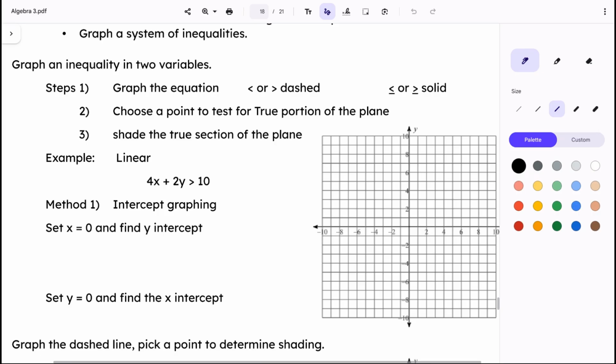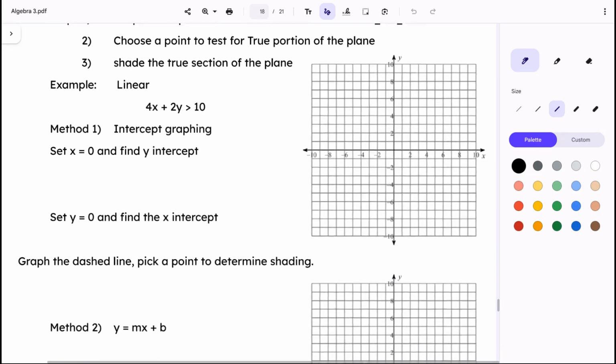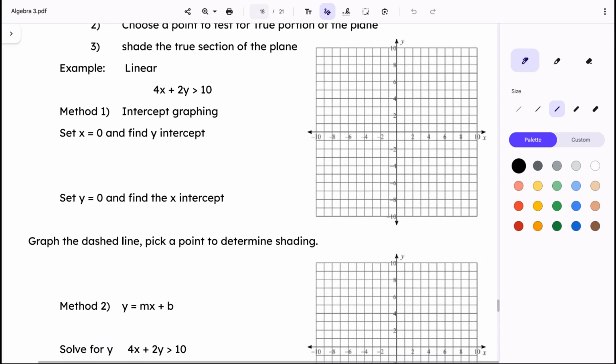Okay? So let's do an example here. We've got 4x plus 2y is greater than 10. That's our equation. First thing I would do is just by looking at the equation, I know that this inequality sign right here is going to mean I have a dashed line when I graph it.